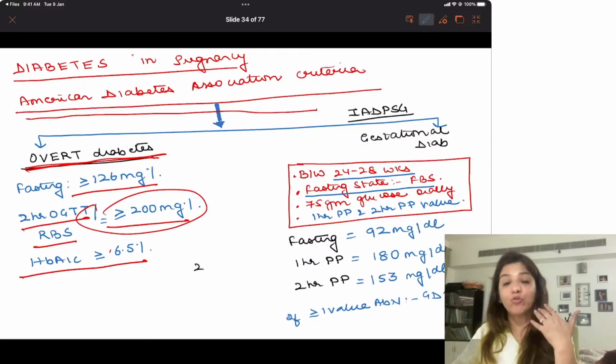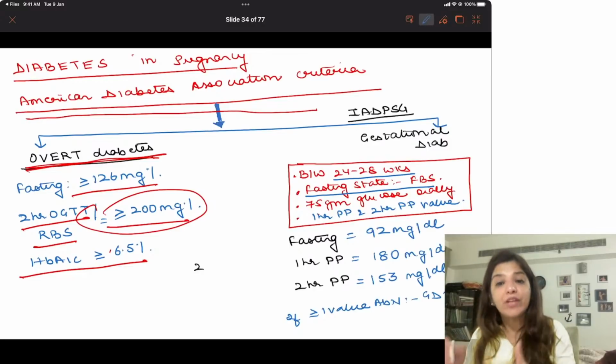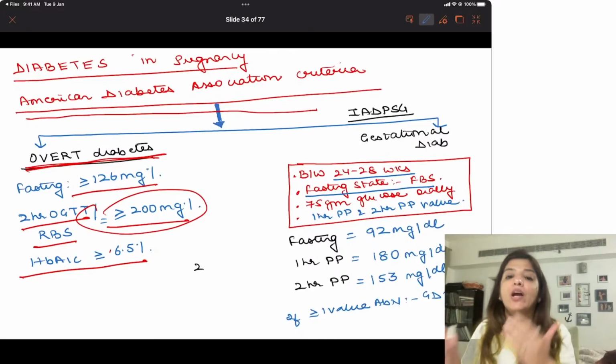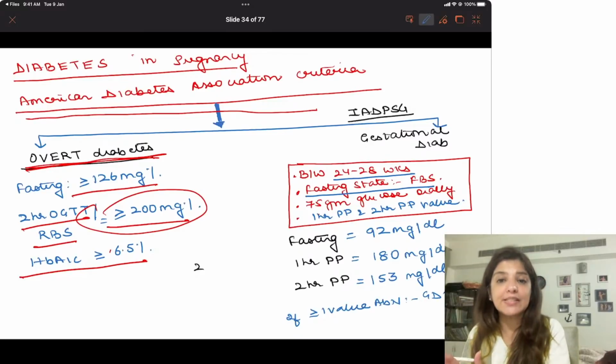The patient should be on overnight fasting. After overnight fasting, you take the fasting blood sugar level. Then you give 75 grams glucose and check the 1-hour PP value and 2-hour PP value. DIPSI says that the test has to be done in the first antenatal visit, number 1. DIPSI says that no fasting is needed.